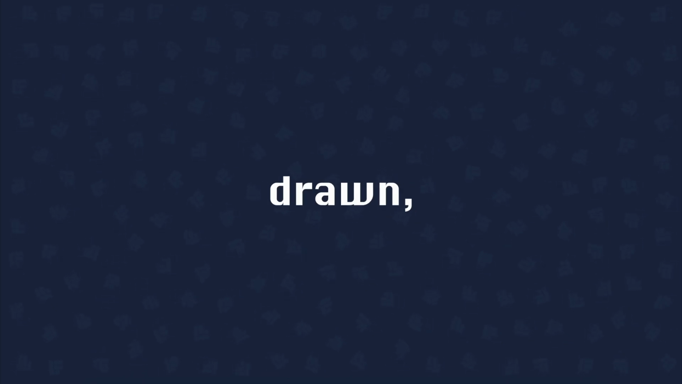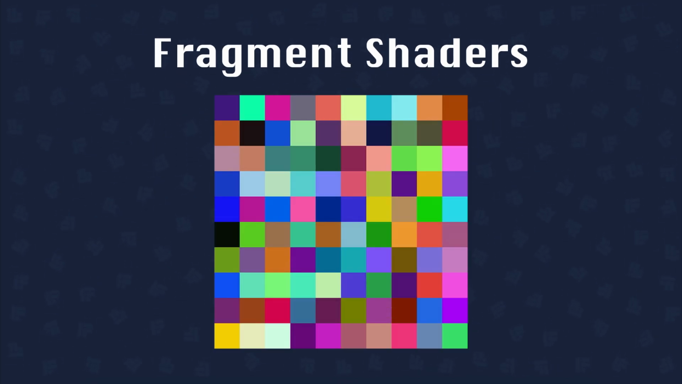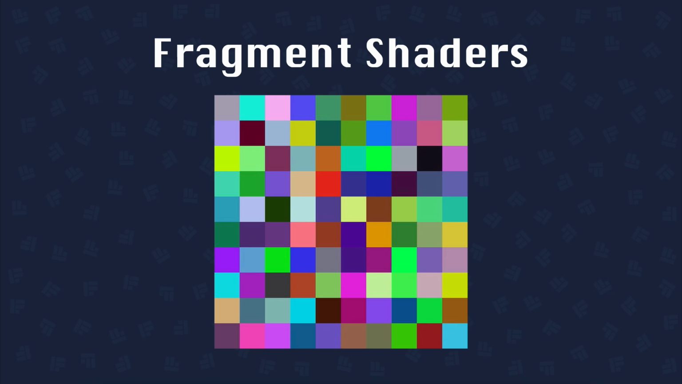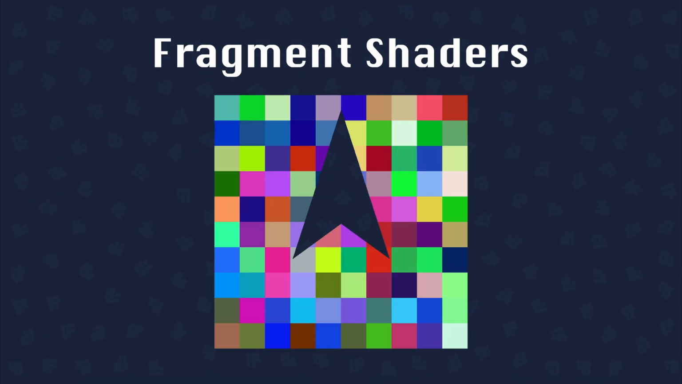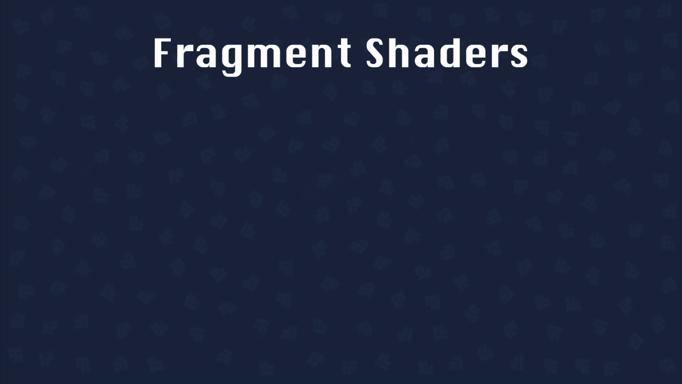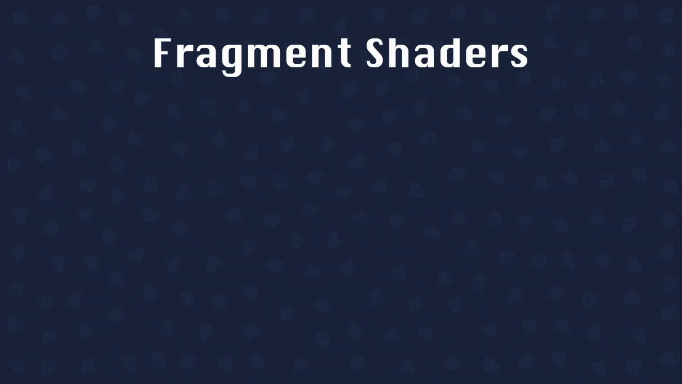Once all the vertices are processed and the shapes are ready to be drawn, the next important step is the fragment shader. A fragment shader runs for every pixel that will be drawn on the screen. It takes information from the vertex shader and uses it to figure out the final color of each pixel. For example, it might look at a texture image to find the right color, apply lighting effects based on how light hits the surface, or add shadows and highlights to make the object look more realistic. The fragment shader is where the detailed appearance of objects is created.